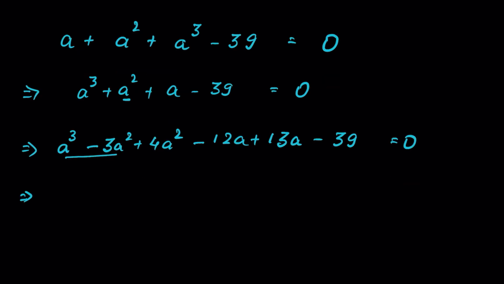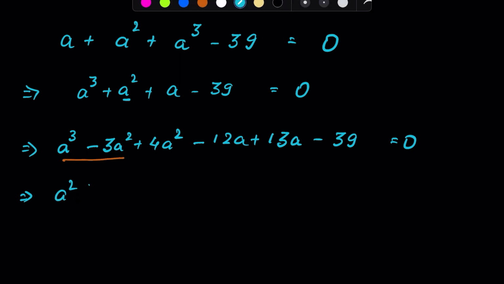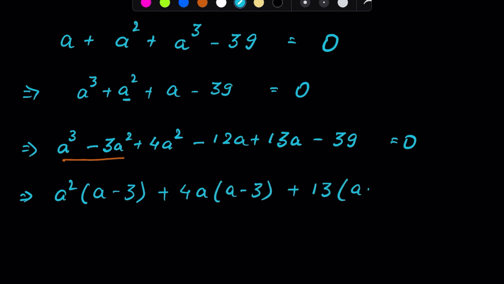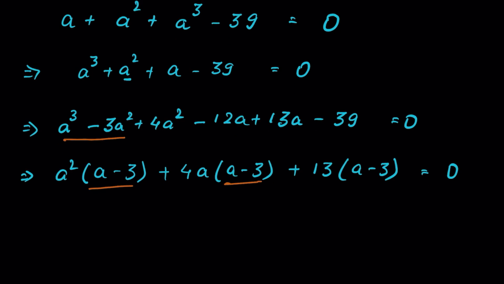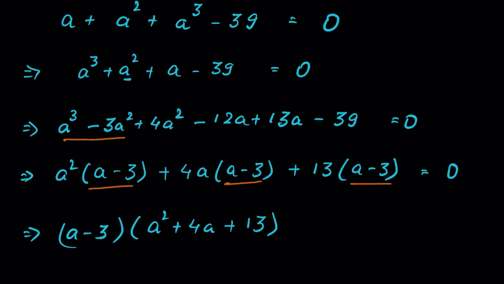Now here we can take a square common, so write a square, then parenthesis a minus 3, plus 4a, we can again take common and write a minus 3, plus 13 we can take common and write a minus 3 equals 0. Now a minus 3 here is the common factor, so we take it out. The remaining factor is a square plus 4a plus 13 equals 0.